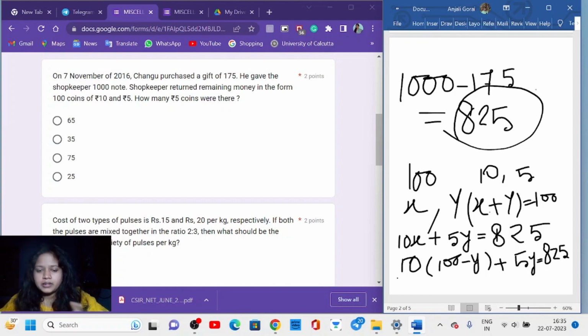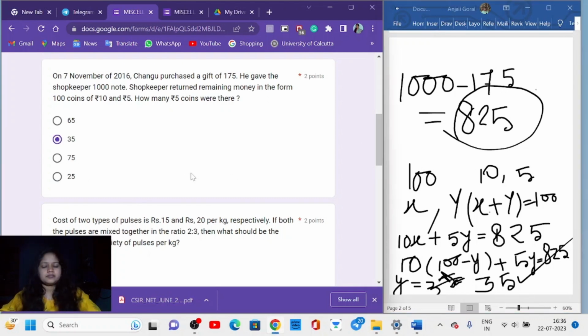After solving the above equations, y equals 35. That will be the answer. Here we can solve it from the equations. If you want another approach or another trick for that, we can also apply it.